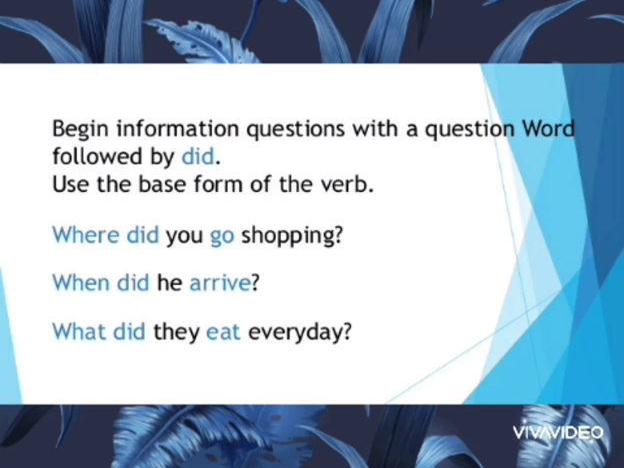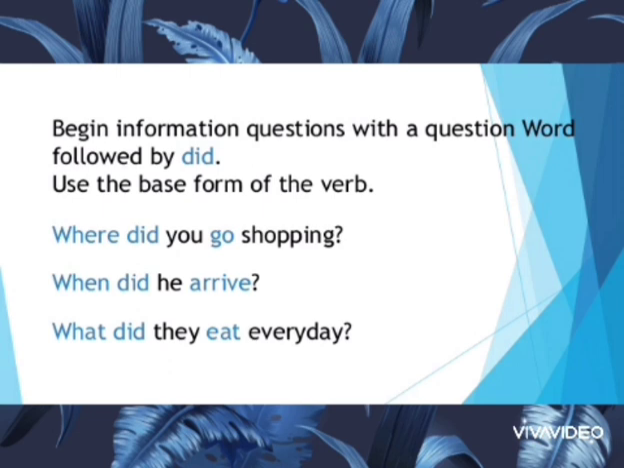Begin information questions with a question word like what, followed by did, and you have to use the base form of the verb. Base form of the verb means present form of the verb. Again I am repeating, base form of the verb means present form of the verb. Some examples I am giving so that you can understand. Where did you go for shopping, or where did you go shopping? When did he arrive? What did they eat every day?